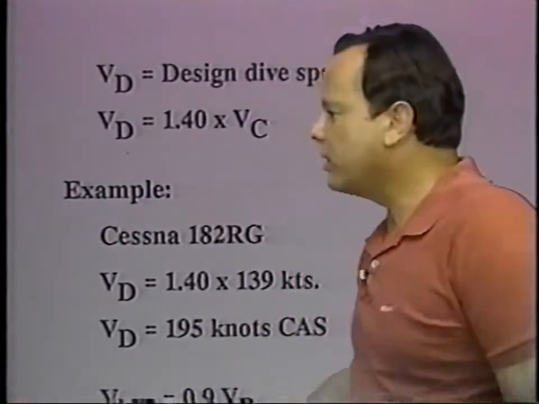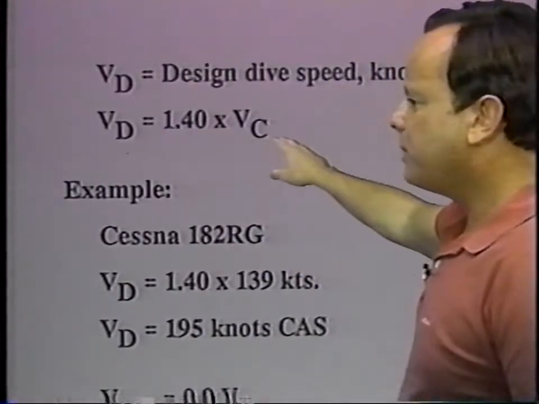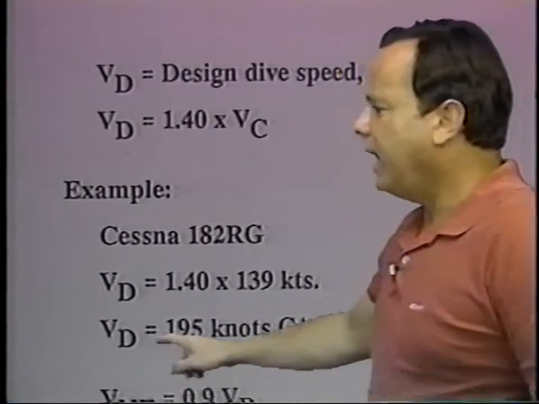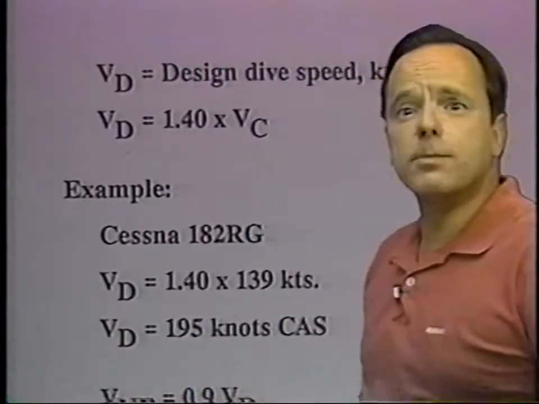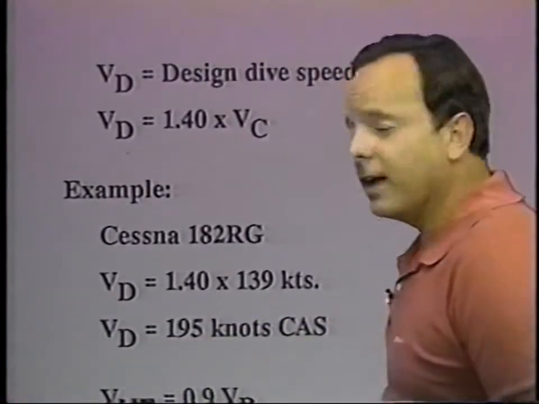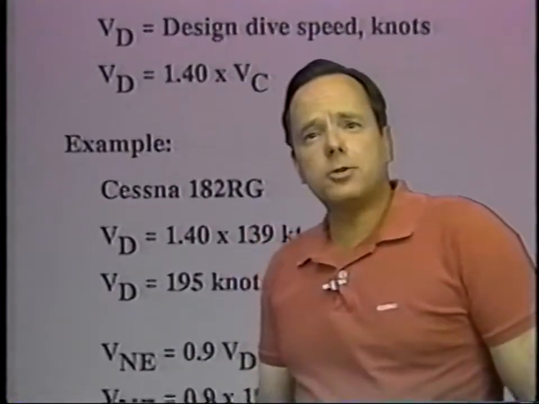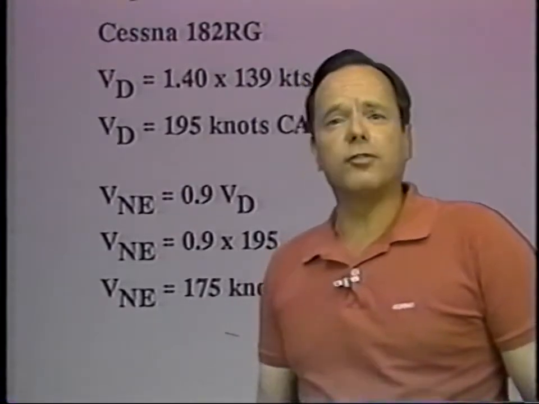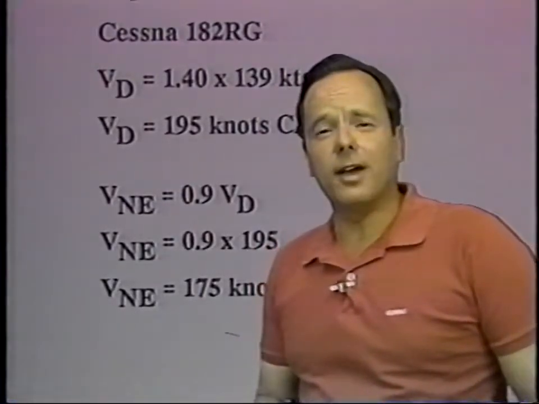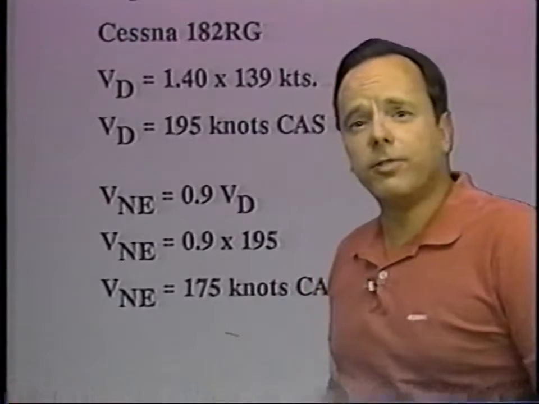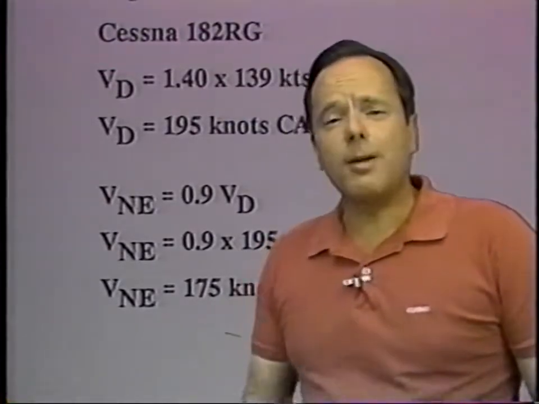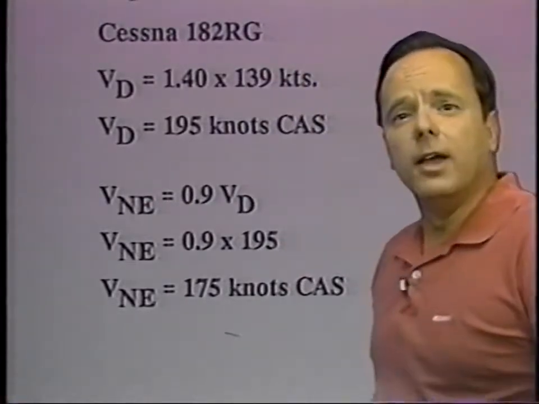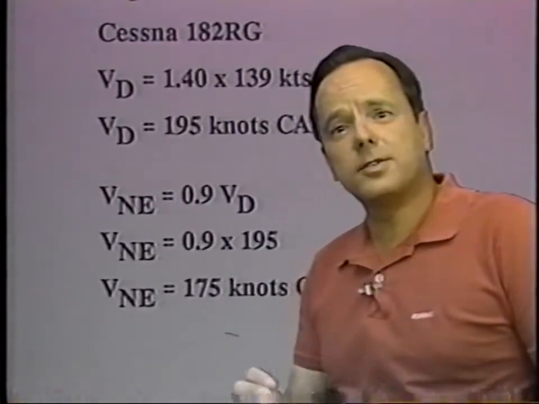Now, for this airplane we were just talking about, the design cruise speed, if you remember, was 139 knots, so you multiply that times 1.4, and the design dive speed by regulation must be at least 195 knots. What that means is the manufacturer of this particular airplane must make the airplane strong enough to be able to sustain a dive at 195 knots and not have control system flutter and not have special problems involved with that. And they've got to be able to not only design it, but test it for that. So they go out and they test fly the airplane at design dive speed.